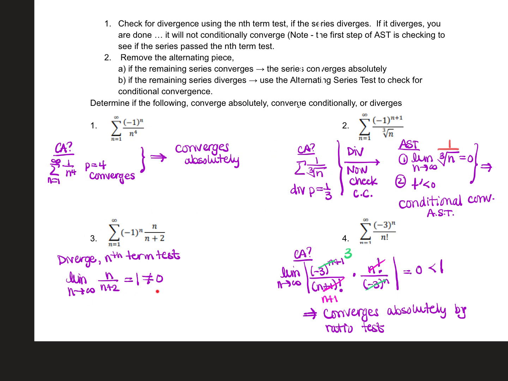Here, you see how it diverges? By nth term test, do not go on. It diverges by nth term test, do not go on. Here, looking at this, I'm not even exactly sure what it would do. I see that factor on the bottom, so I'm expecting converge. So we're going to go for converge absolutely by ratio.